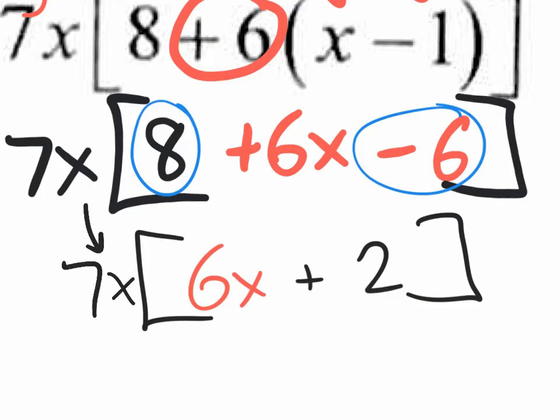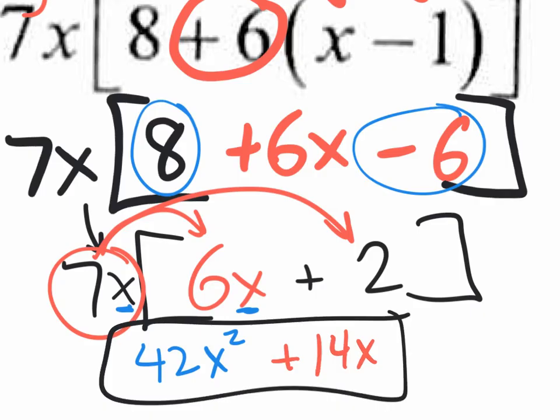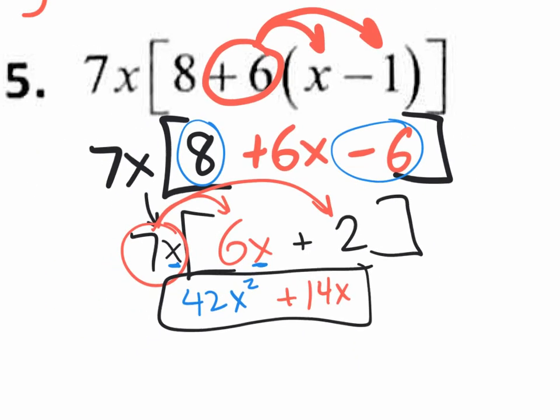Just bring that down. So we now have a distributive property problem right here. 7x times 6x. And then 7x times 2. So what is 7x times 6x? 7 times 6 is 42. But what about the x times x? What's that? That's an x squared. See, exponents do change when you're multiplying. Okay. And then how about over here, 7x times 2? That is a 14, but with an x. So there's your final answer. 42x squared plus 14x. Sorry, I just said 14. 14x. Let's move on to the last one.